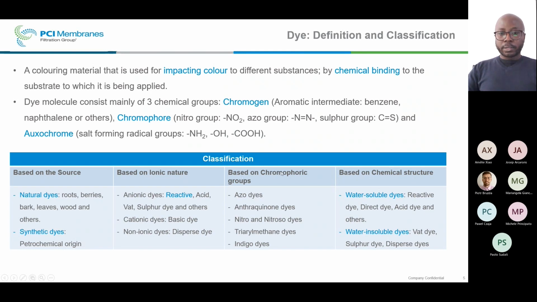Then dye could also be classified based on chromophoric group, so talking about azo dyes, indigo dyes, and so on. But then it can also be classified based on the chemical structure. So we could look at water-soluble dyes. So the most important part of it is the reactive dye. There are also directive dye, acid dye, and so on. But then there are also water-insoluble dyes. So talking about VAT, sulfur dyes, and many others type of dyes.